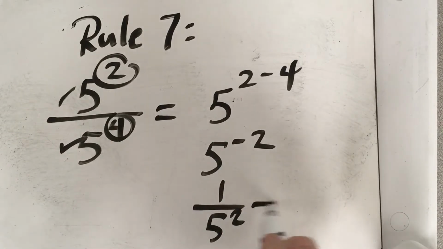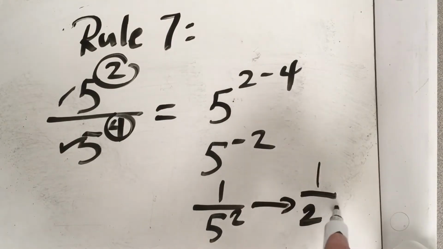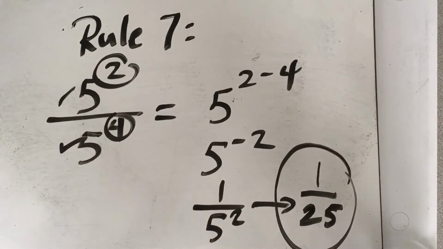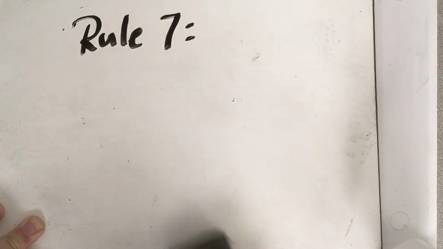And really, this is a problem where you know what 5 squared is, so you could actually go all the way to the answer of 1/25. Pretty awesome, huh? Don't worry, we're going to see rule 7 again.